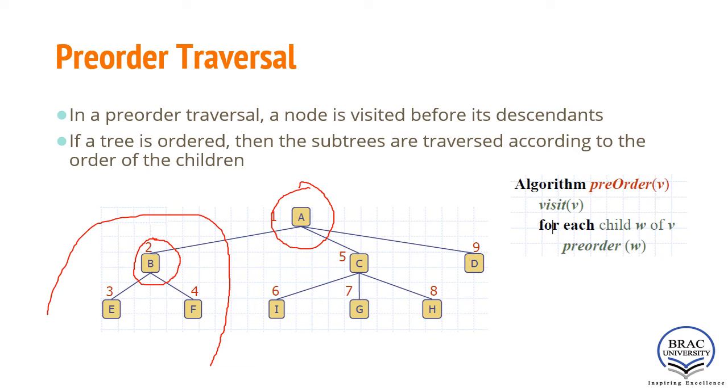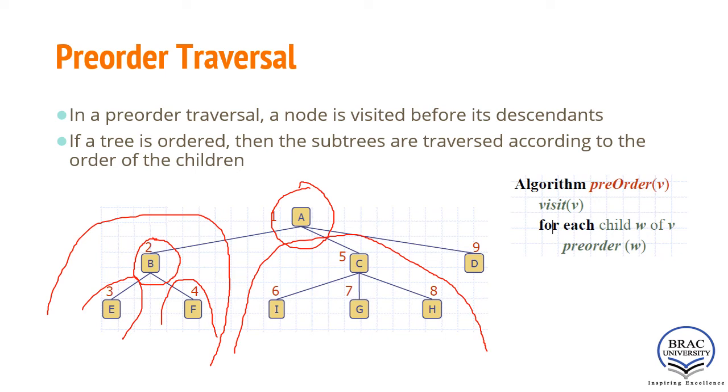So for this subtree, this is the root and this is the left and this is the right. So the visit order will be B, E, F. So B, then E, then F. So this left subtree is done. After that, I need to go to this subtree.